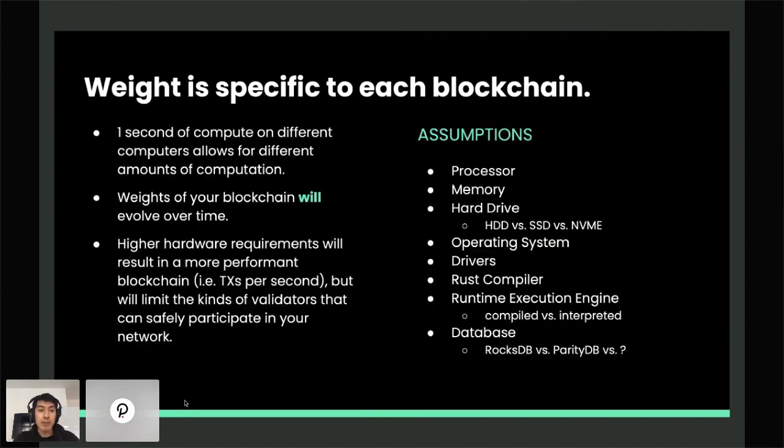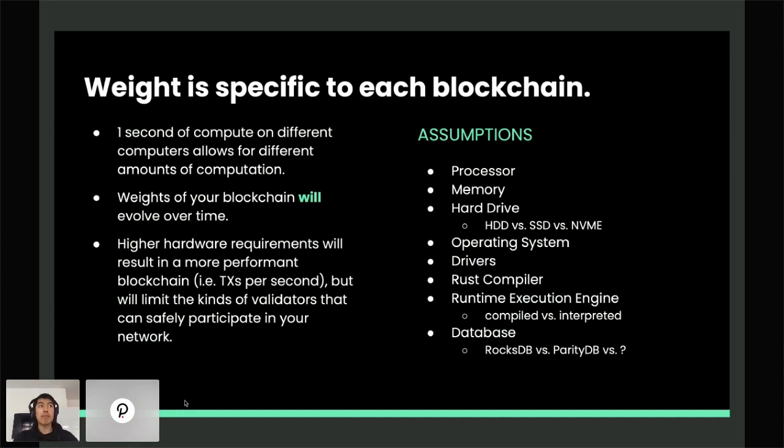One thing you might be thinking is, how can weight represent 1 second? Computers are different, right? This is very true, and weight is actually specific to each blockchain. As you can imagine, if you have a more powerful computer, the amount of computation you can do in 1 second is more, and if you have a weaker computer, it's less. So each Substrate chain that you develop will have its own notion of what exactly weight means.